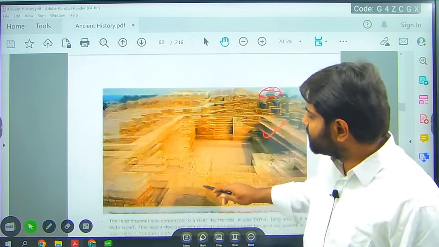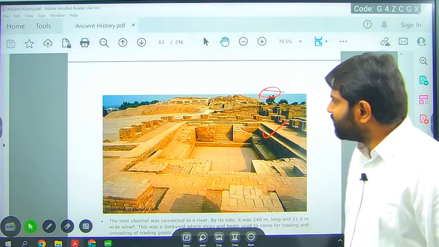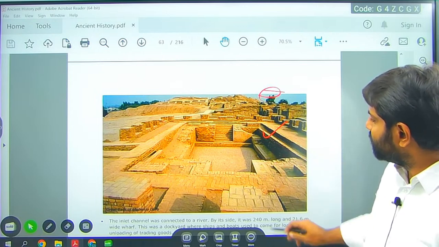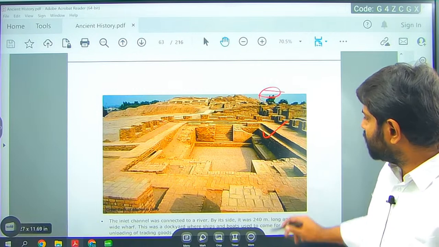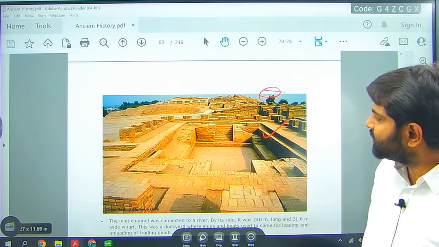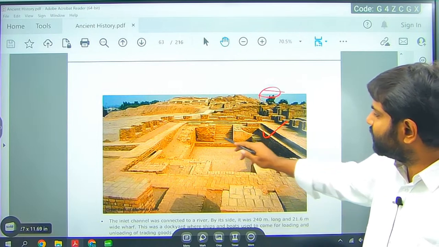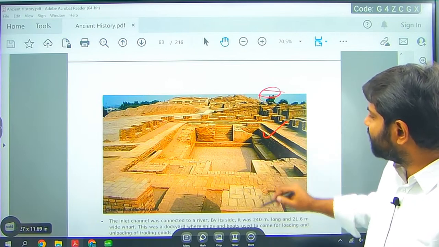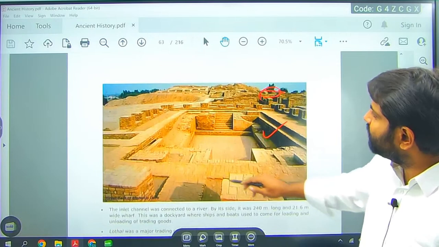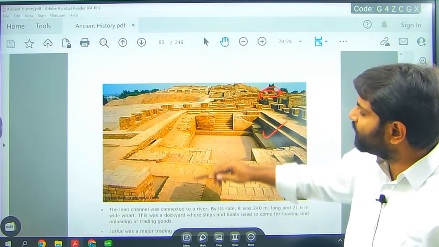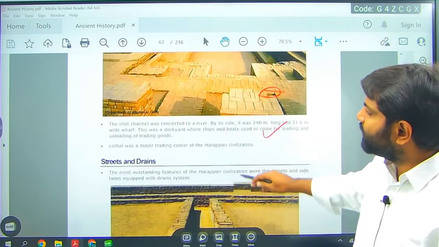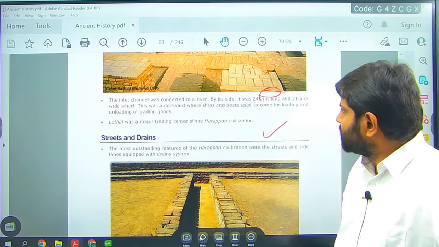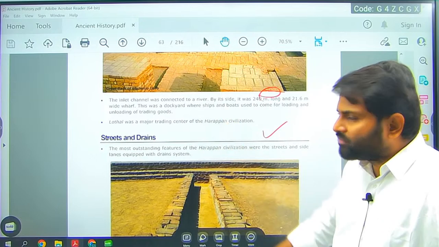You don't have to remember all those measurements, but you can see you have a bath clearly, and there are rooms available, a pavement is there, right? To drain out water, it is clearly plastered, right? So you can consider there is a walkway from one side, and the other side is also there. There is a pavement here, and we also find some structures where they claim granaries are there. The inlet channel was connected to a river by its side, a wharf, a place where we keep ships.